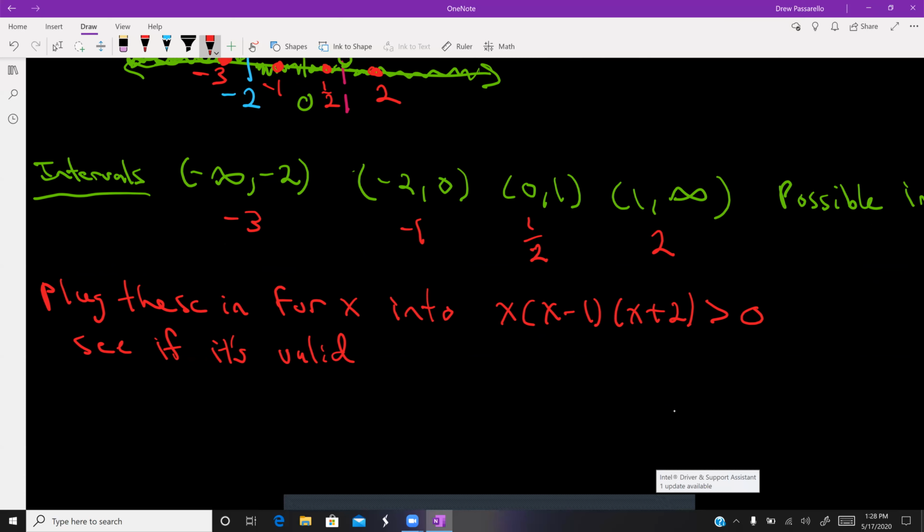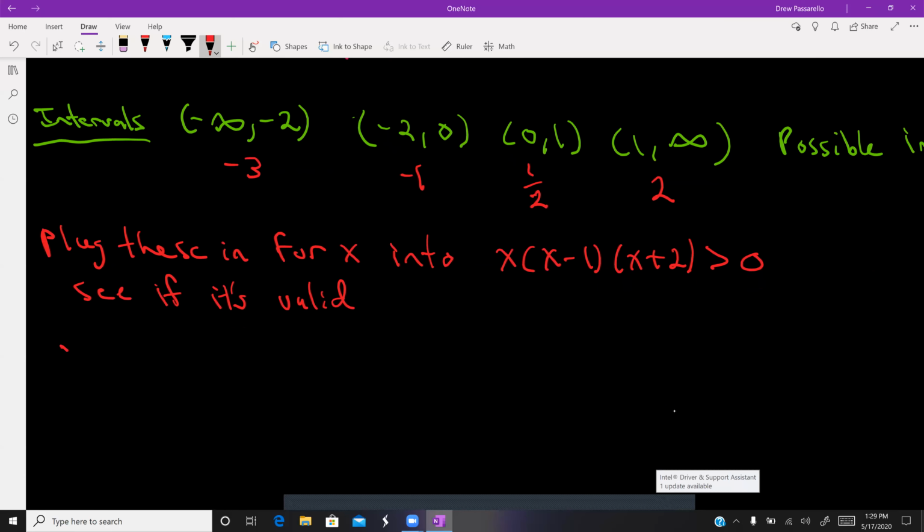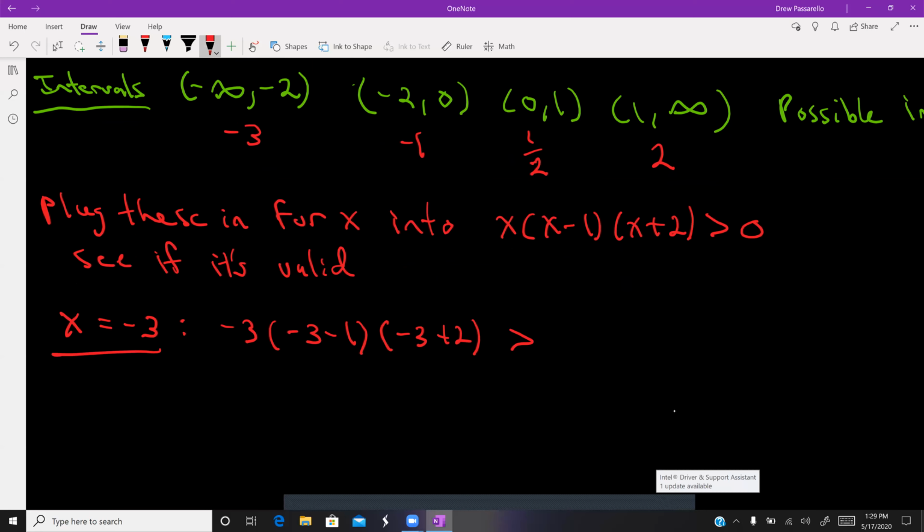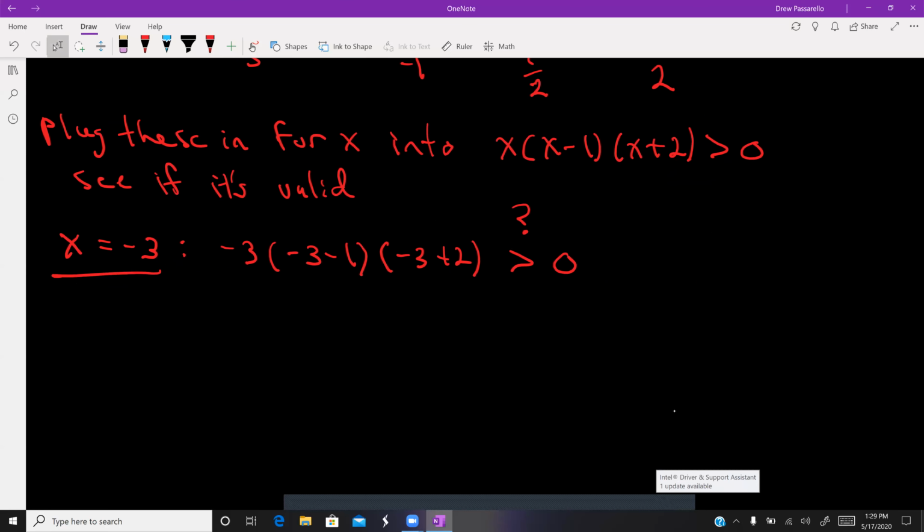All right, so if I plug in -3, then that's going to be -3 times -3 minus 1 times -3 plus 2. And then I have to ask myself, is this greater than 0? That's the question. Well, this is a negative. This -3 minus 1 is negative. Negative 3 plus 2, that's negative.